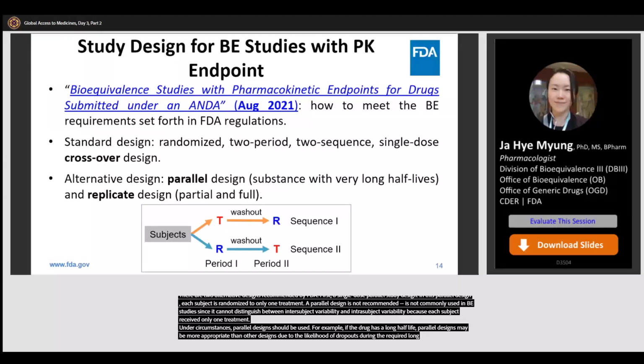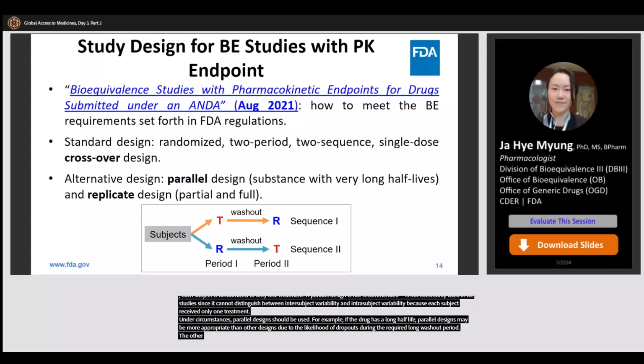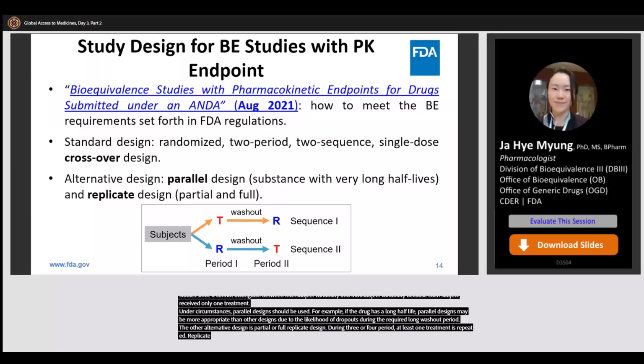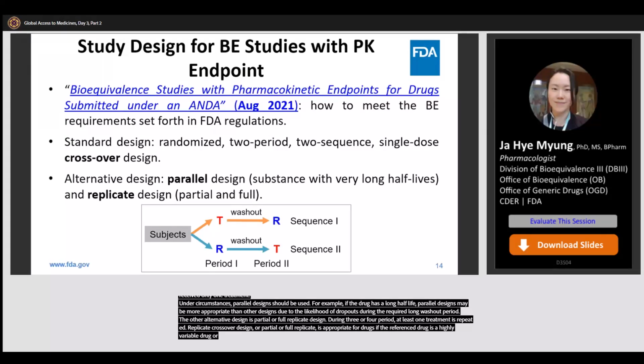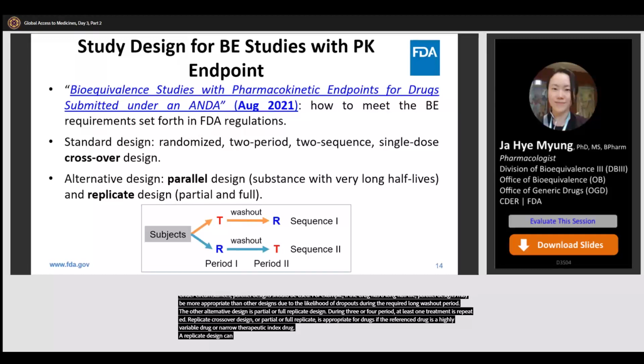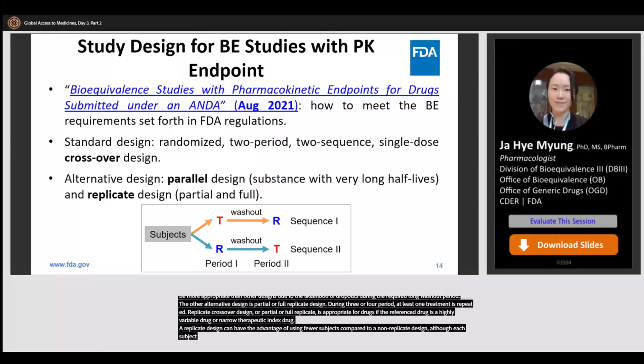The other alternative design is partial or full replicate design. During 3 or 4 periods, at least one treatment is repeated. A replicate crossover study design, either partial or fully replicate, is appropriate for drugs if the reference drug is a highly variable drug or narrow therapeutic index drug. A replicate design can have the advantage of using fewer subjects compared to a non-replicate design, although each subject in a replicate design study would receive more treatments.